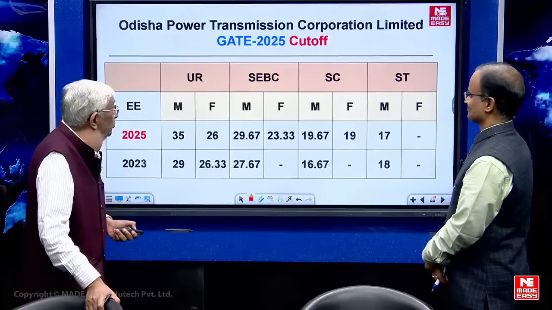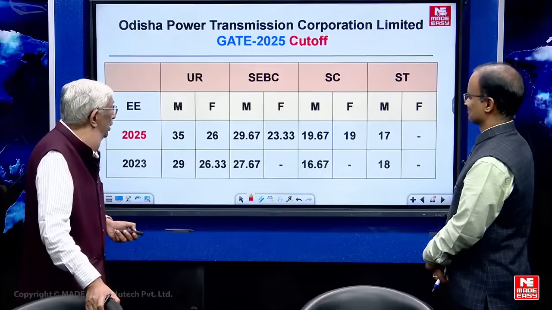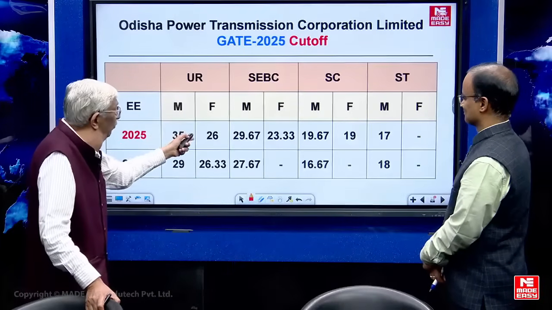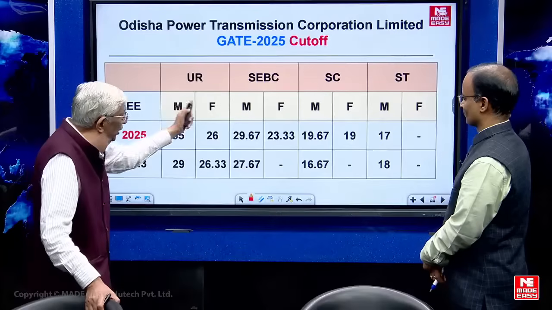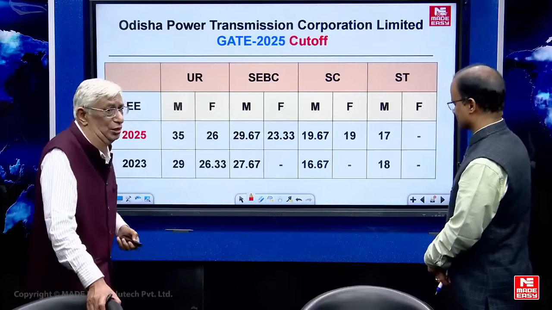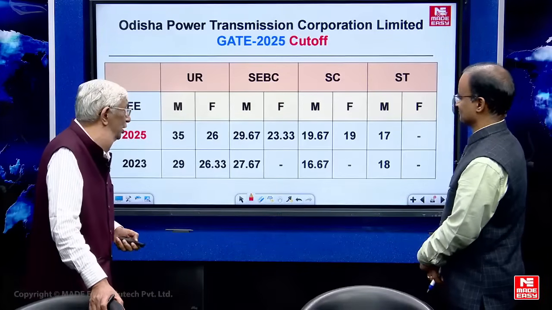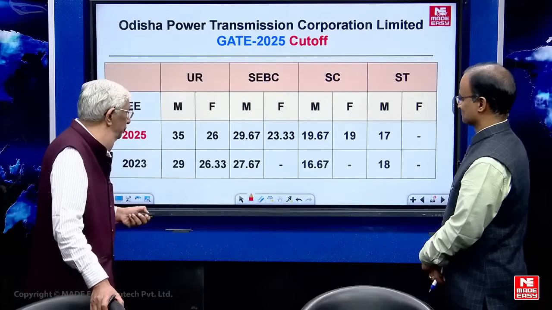Then Odisha Power Transmission Corporation again recruits through GATE with different cutoff for male and female candidates for the unreserved category and the state EBC, especially extra backward class category related to the state.